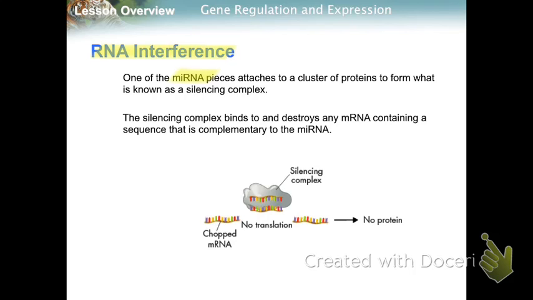miRNA pieces attach to a cluster of proteins to form what's called a silencing complex, which is what you see here. The silencing complex binds to and destroys any mRNA containing a sequence that is complementary to the miRNA, microRNA.